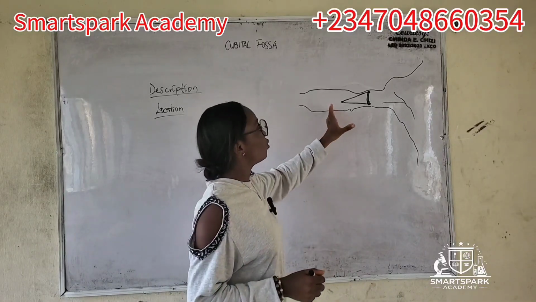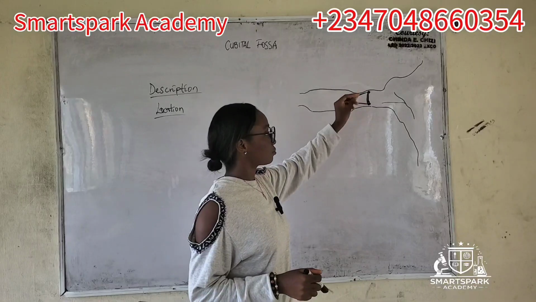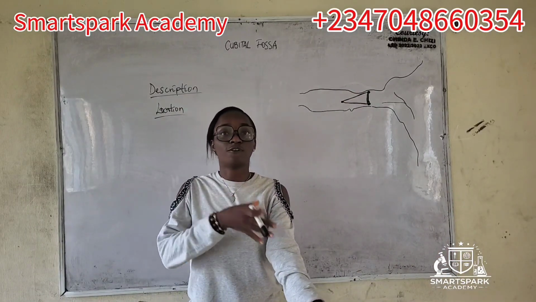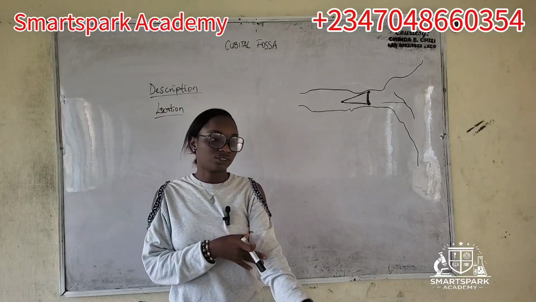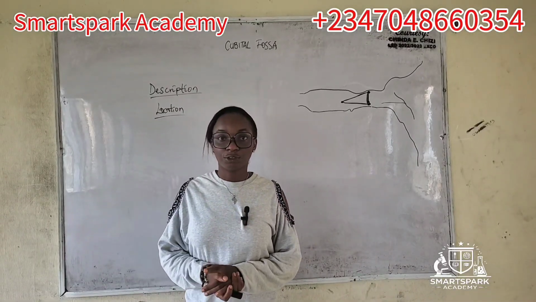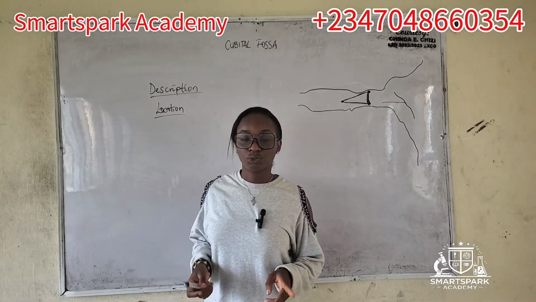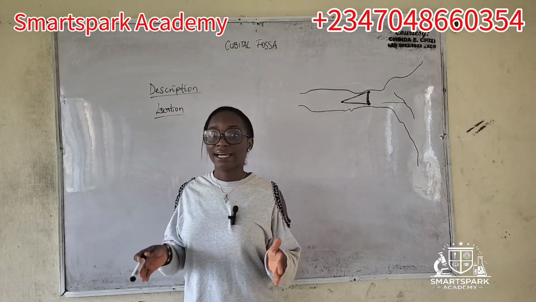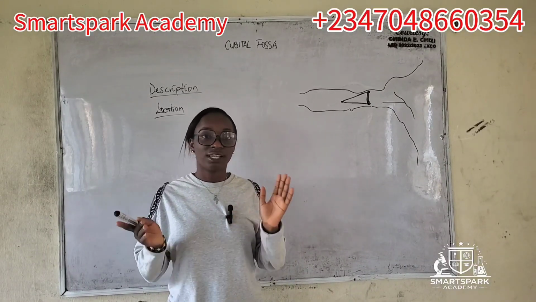Now, look at the floor. The floor of the cubital fossa. What does it rest on? Remember, we've talked about the roof, what covers. Now we're looking at the floor, what it rests on. Now, the floor of the cubital fossa is formed by two muscles. We have the supinator muscle medially and the brachialis muscle laterally.